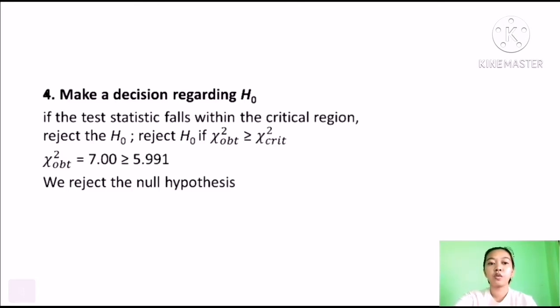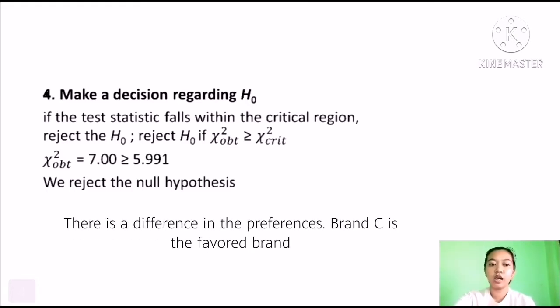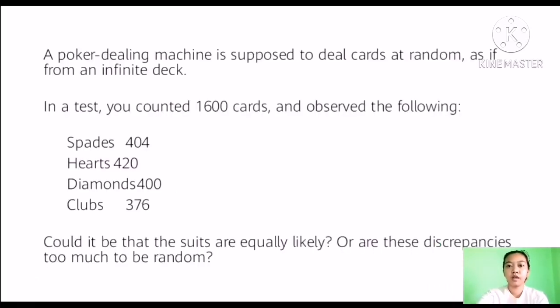It falls within the critical region, meaning there is a difference in the population regarding the preference for the 3 brands of light beer tested. It appears as though brand C is a favored brand. Next up is another example for our chi-square test.